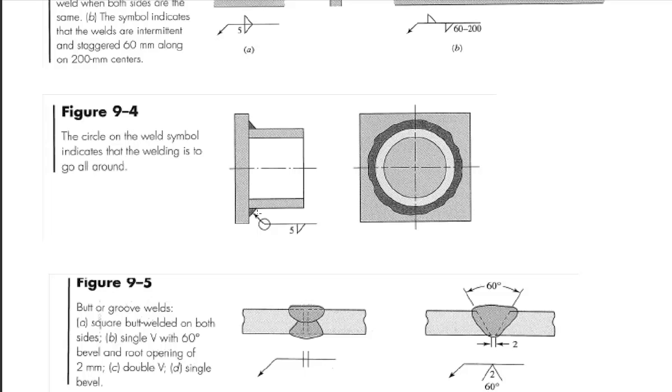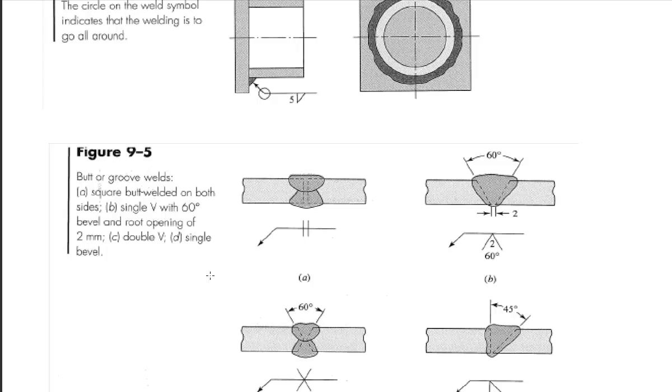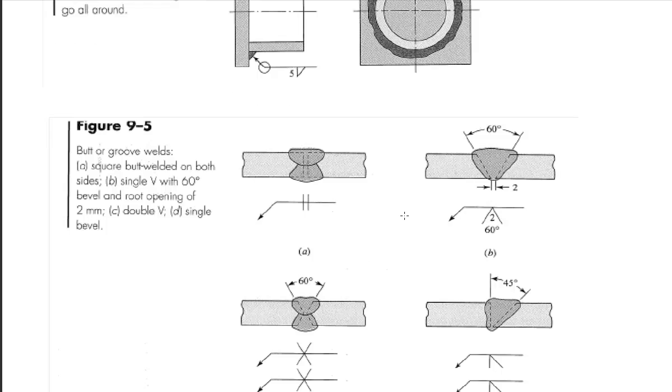The all the way around symbol, together, says let's have a fillet weld, 5mm leg size, all the way around. This would say a parallel cutting of the two plates, leaving a gap. And then let's do a butt weld on both sides. This says cut a V on one side, leaving a 2mm gap in the V. And then we'll weld on the one side.